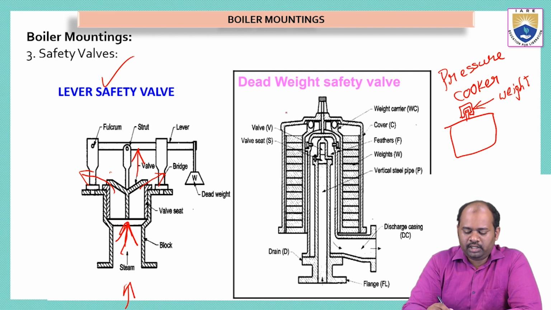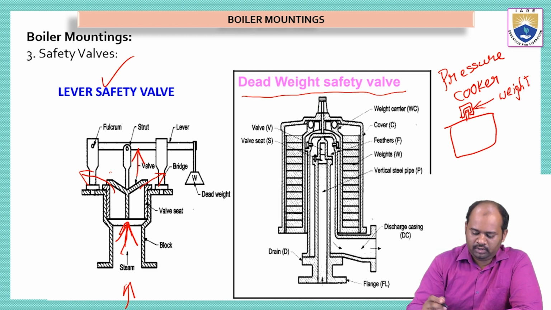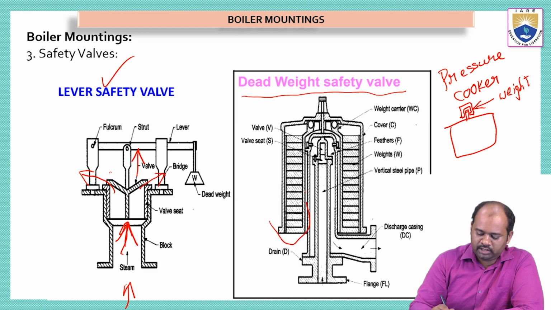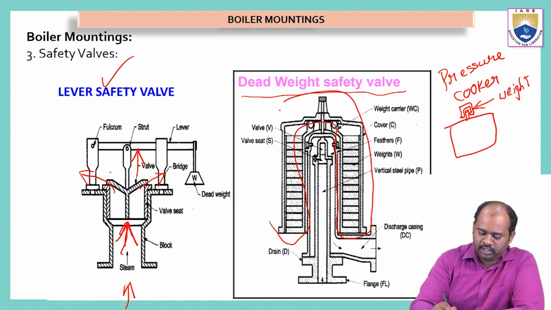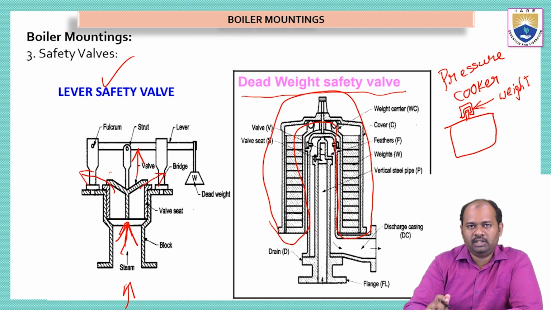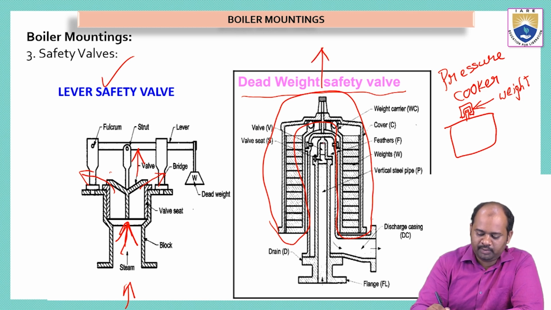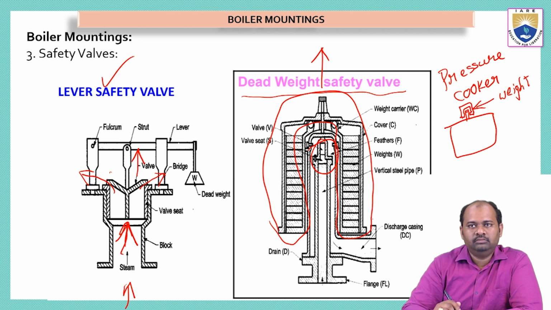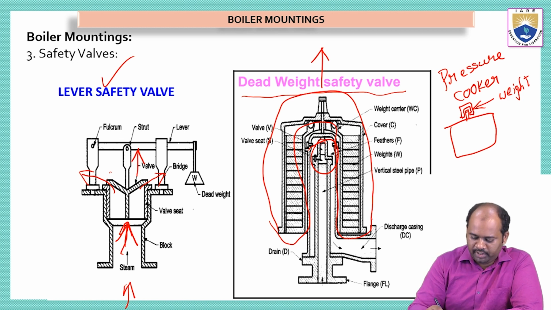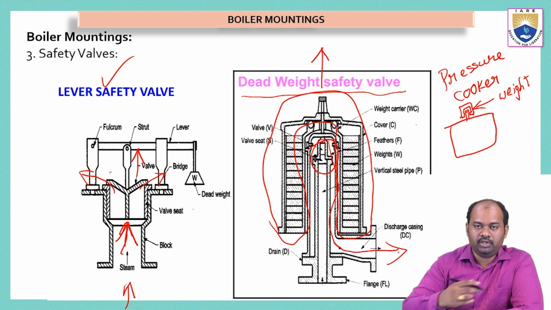And similarly, on the right side, we have a dead weight safety valve. This is very similar to the pressure cooker which we use in our house. So in this we have a dead weight. This entire thing is the dead weight that is fixed on the tube that is attached to the surface of the boiler. Now when the pressure inside the boiler is more than the standard or designed value, this entire thing will move up and the pressure will be released from here. The steam will come out from here, and from here the steam will come out.